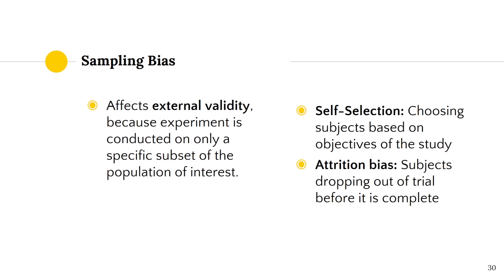So sampling bias affects the external validity because, in this case with attrition bias, you're not going to be able to generalize to the broader population of interest.